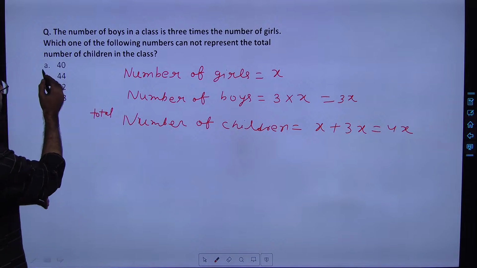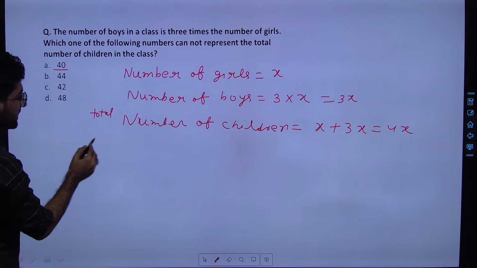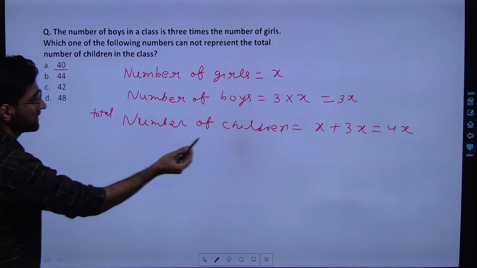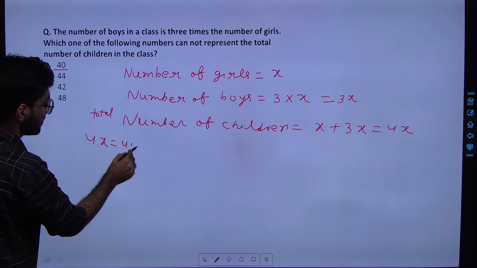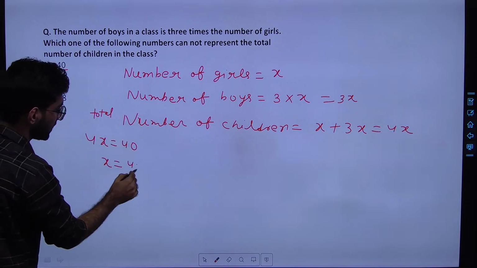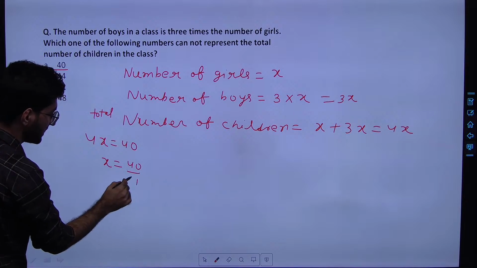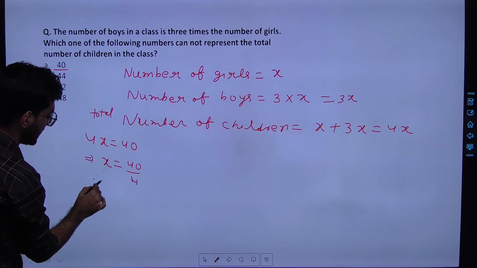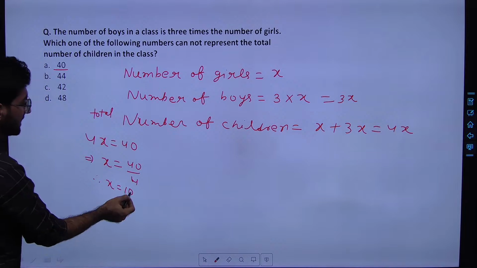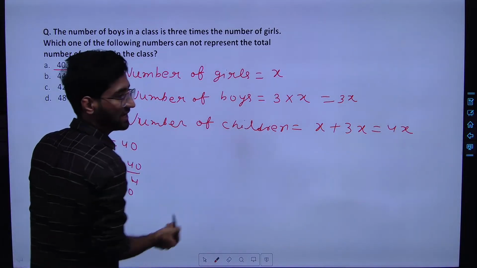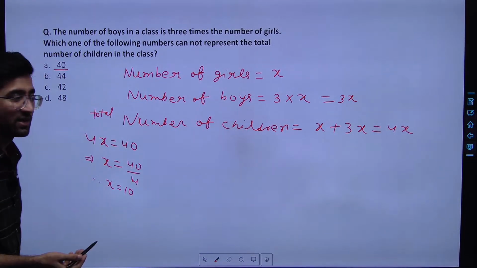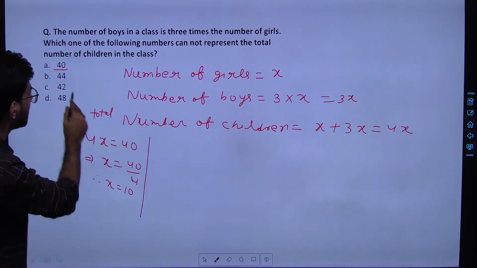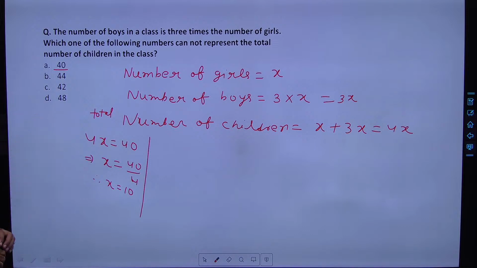Okay, if total number of children is 40, means basically 4X equal to 40, means X equal to 40 by 4, right? Means X equal to 10, right? Yeah, this means number of girls is 10, means number of boys will be 3 into 10 will be 30. Okay, means 40 can be the total number of children in the class. We have checked about it.